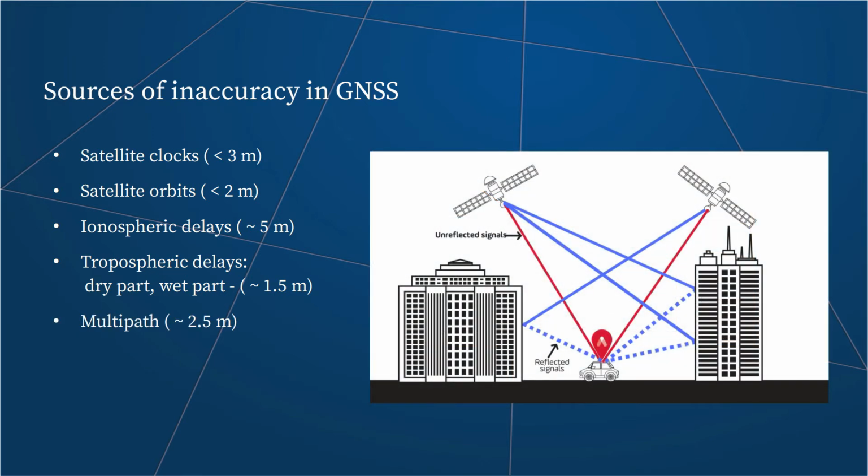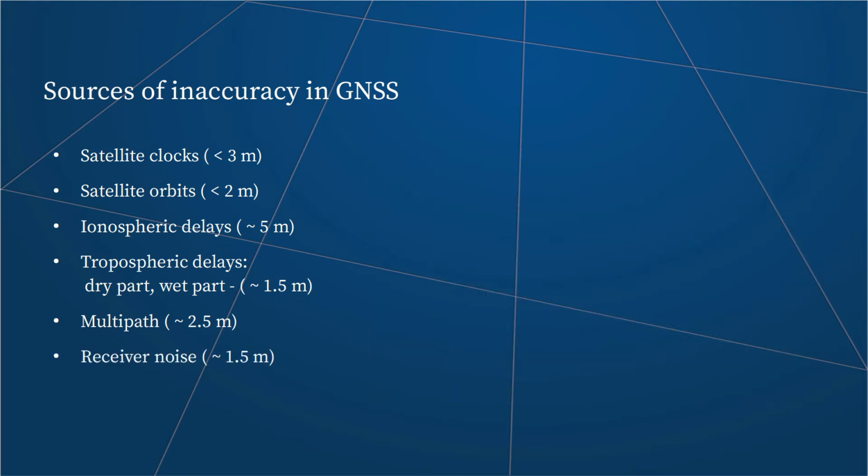Another error source is the so-called multipath. Multipath is a reflected signal from buildings or from the terrain. When a receiver receives at the same time the direct signal and the reflected signal, it's hard for the receiver to make an accurate ranging measurement. And finally, we have errors from the radio noise coming into the receiver. It contributes approximately 1.5 meters of error.